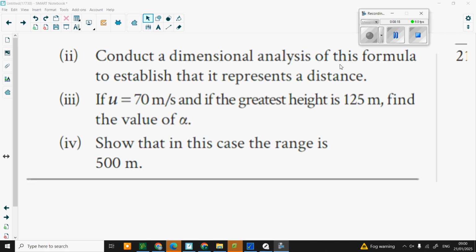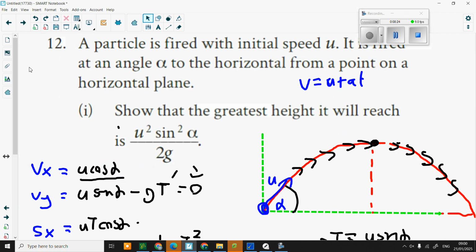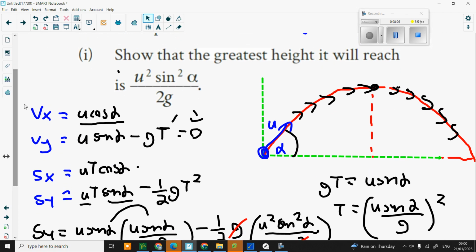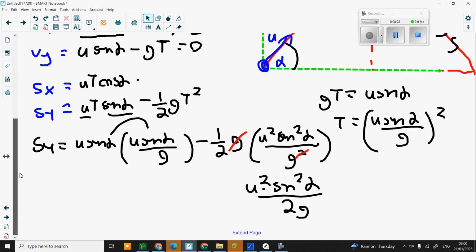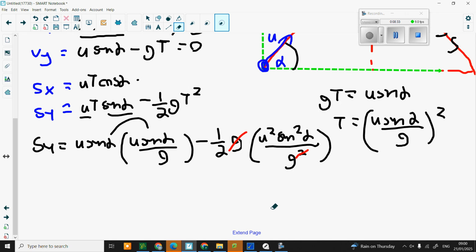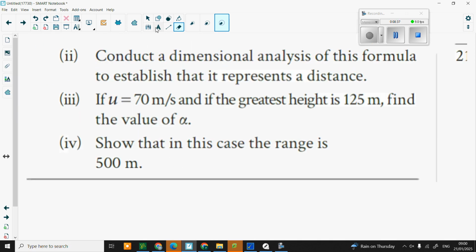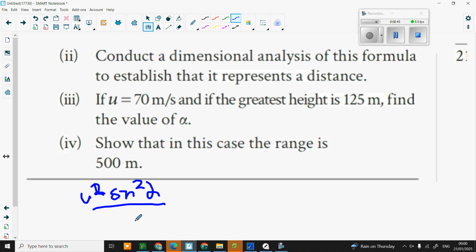Conduct a dimensional analysis of the formula to establish that it represents a distance. All right. So we all know Sy represents a distance, don't we? Yeah. Okay. So we're going to grab Sy here. I won't rub my 4 equations out, that'd be detrimental. So it's u squared sine squared alpha all over 2g.